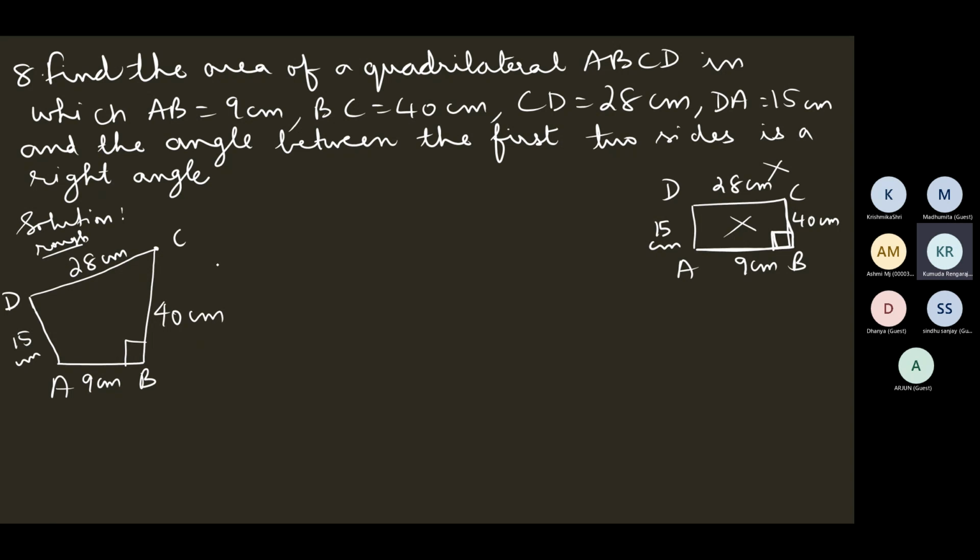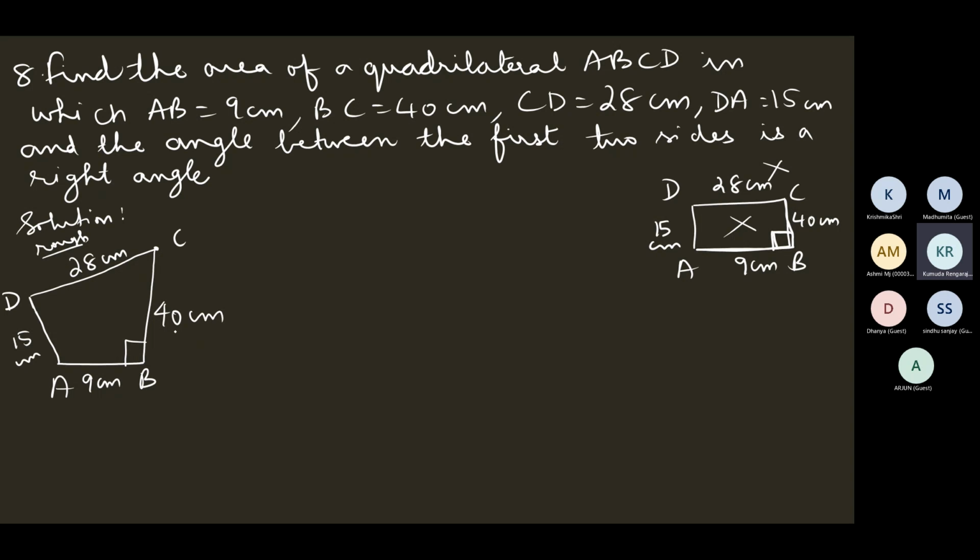Now we need to find the area of this quadrilateral ABCD. We have Heron's formula to find the area of a triangle, and other formulas also, like half base into height and root 3 by 4 a square. But we do not have a formula to find the area of any quadrilateral.